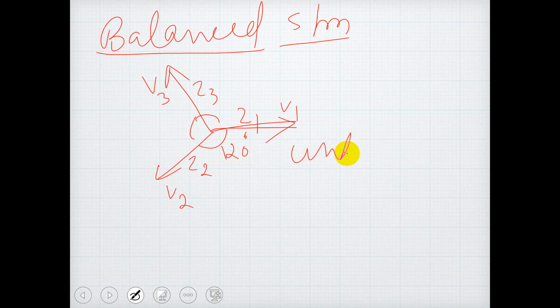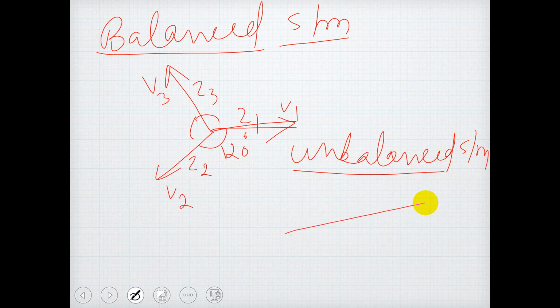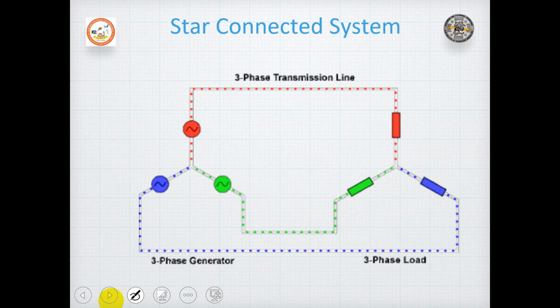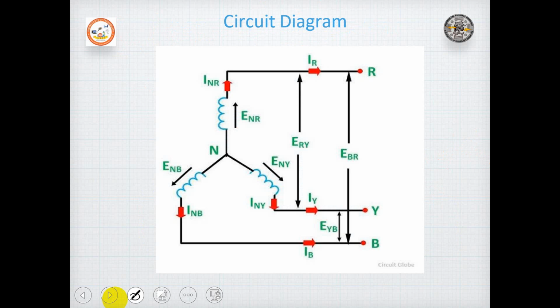And what is unbalanced now? An unbalanced system, or supply, or load. Observe this, I am representing this so that the phase shift between these three is not the same. If this is V1, V2 and V3, the magnitude is not the same, because the voltage magnitude changes, the phase angle also changes, and the impedance also changes sometimes. Then it is called an unbalanced system. Now coming to the next topic, that is the star connection.